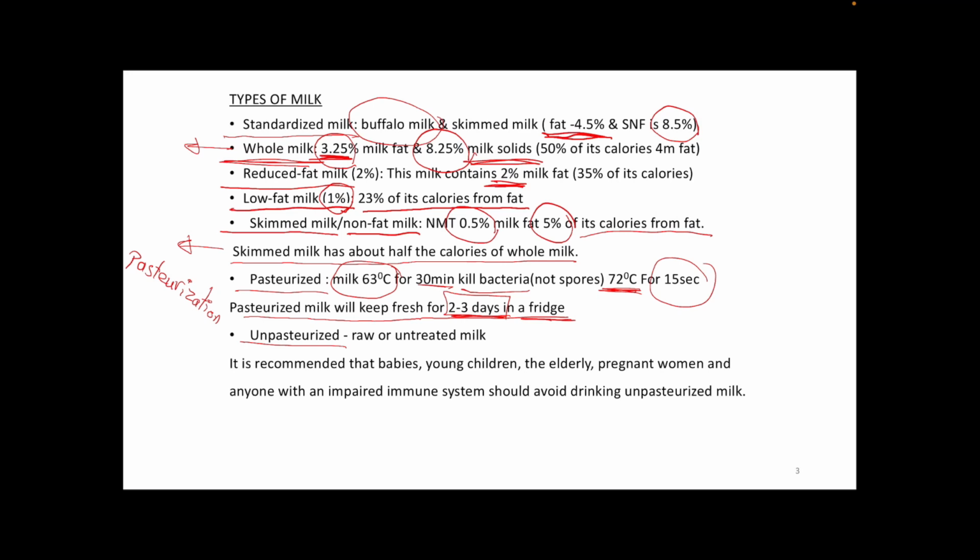What about unpasteurized milk or raw milk or untreated milk? Milk as secreted from the animal, okay? That does not undergo a process or hasn't gone yet through a process of pasteurization. Of course, it's recommended that babies, young children, elderly people, pregnant women, anyone with an impaired immune system avoid drinking unpasteurized milk. Of course, for avoiding any infection with any contained bacteria or viruses.